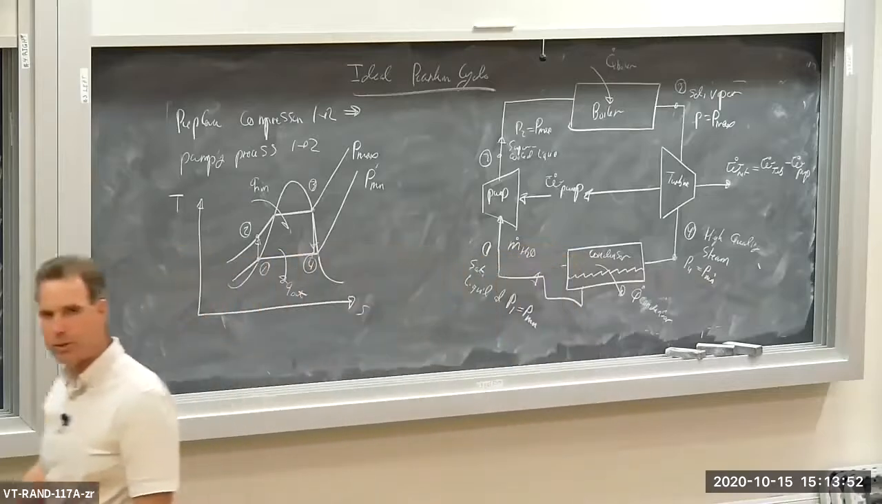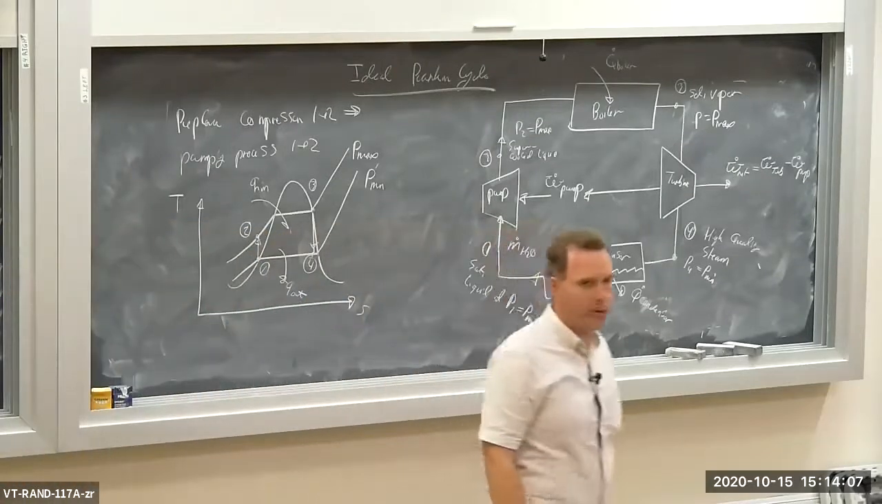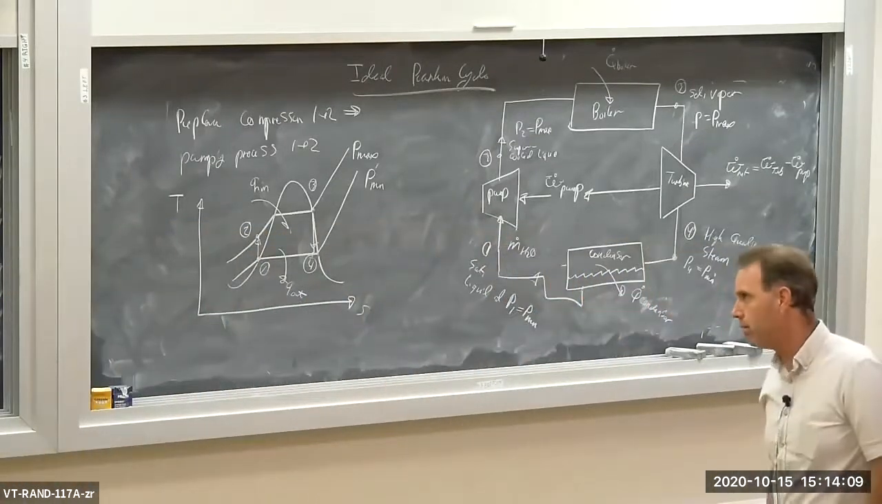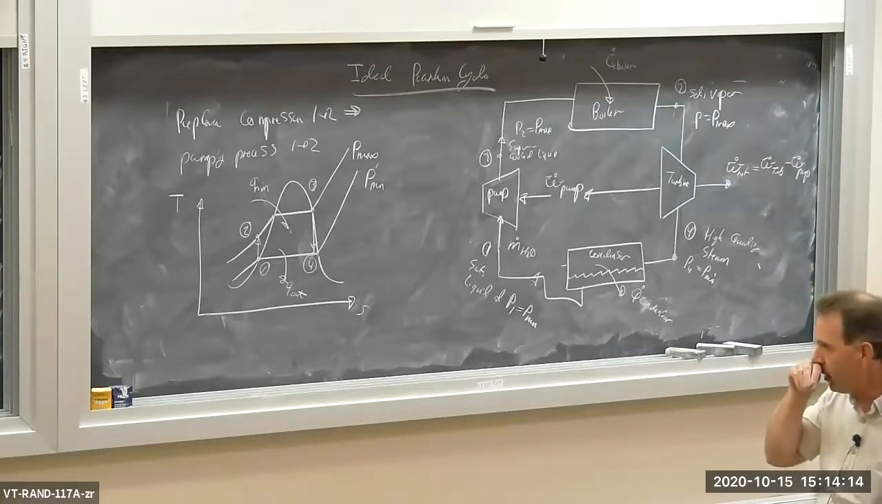Tends to increase the cycle work. It can also, depending on the situation, increase the efficiency as well. So cycle-specific work and efficiency also go up, okay? So that's an obvious way to increase the efficiency of the Rankine cycle, increase performance of the ideal Rankine cycle.